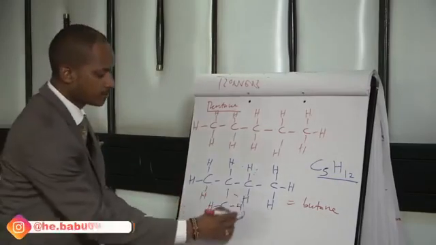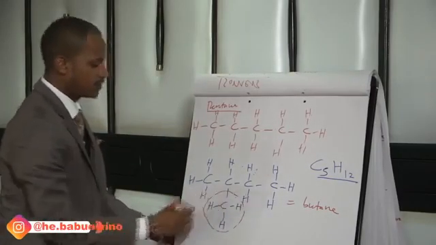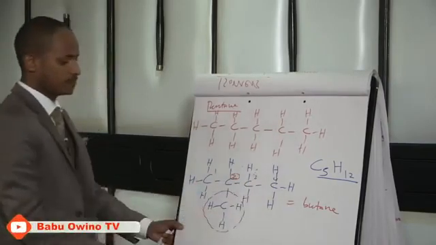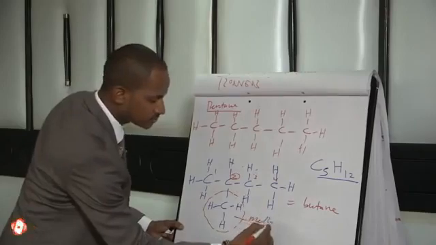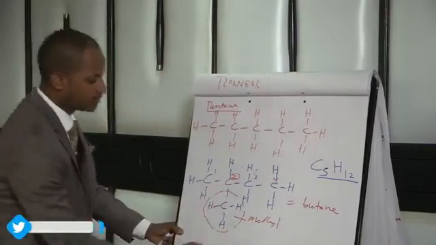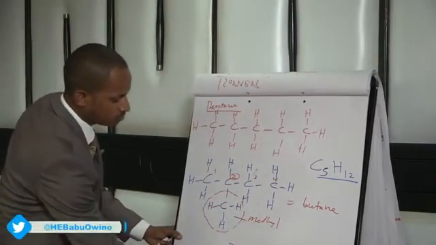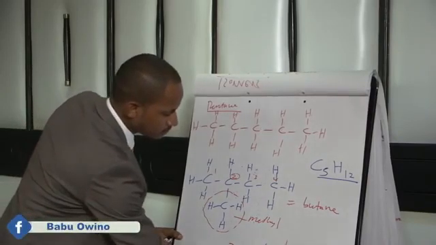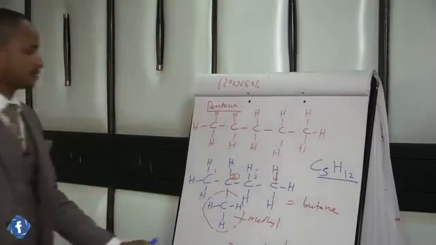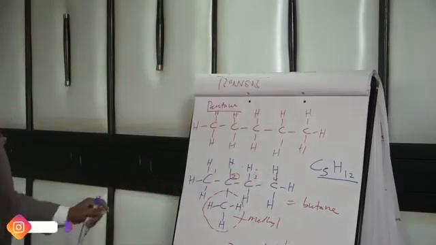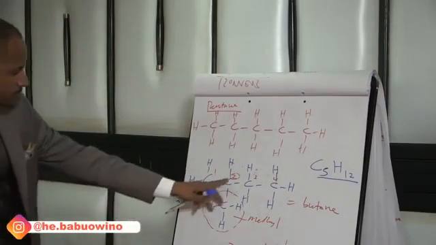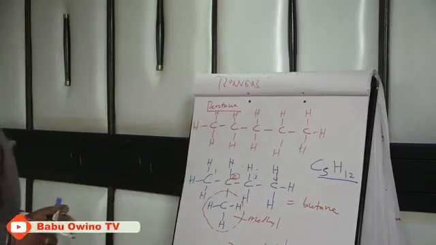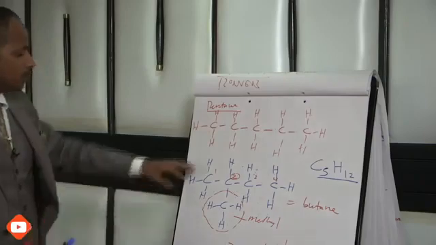Then we have a branch on the second carbon atom, 1, 2, 3, 4. And this is a methyl branch. So when you name this, it is 2-methylbutane. So this again can be branched. That's okay.